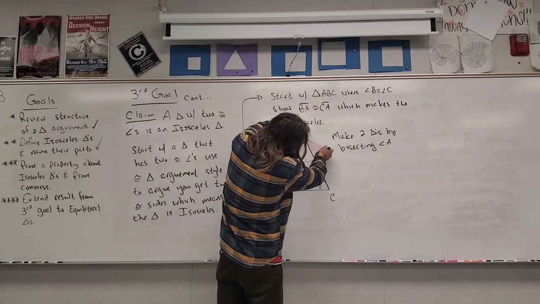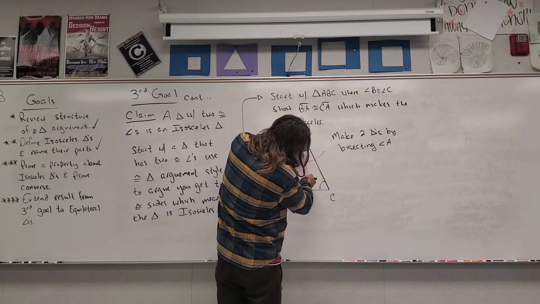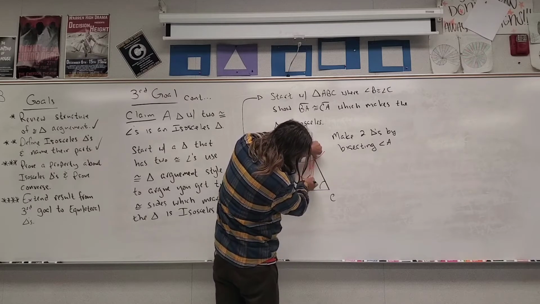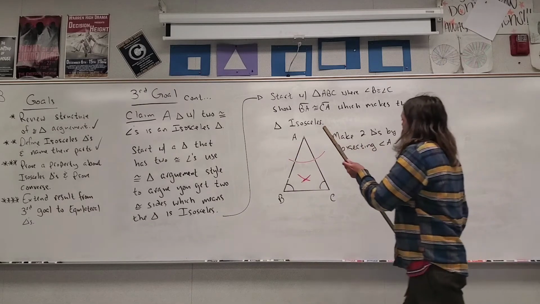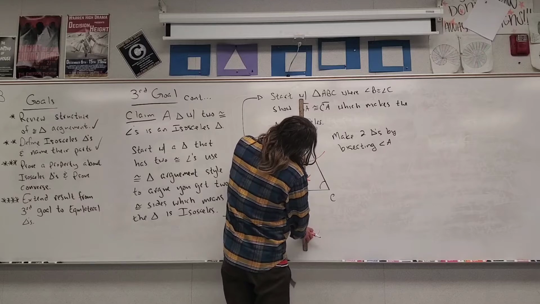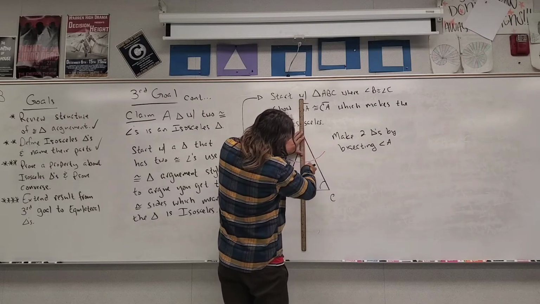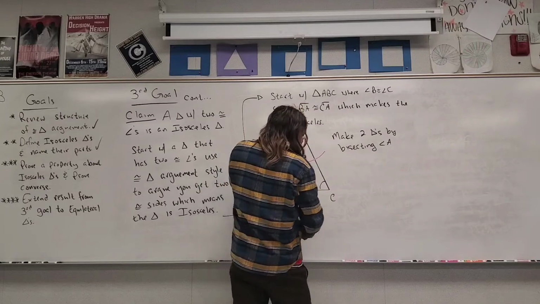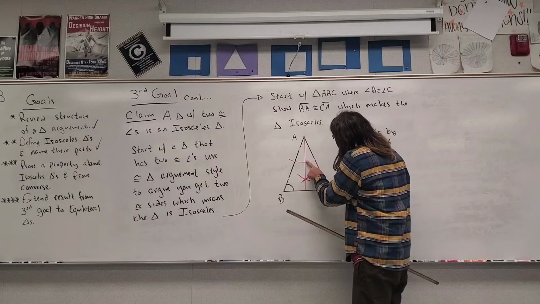So I make an arc, come down, make an X, make them intersect. I now have two triangles, and I built two triangles that have some congruences in them by construction. I know for sure that I've built congruent angles.